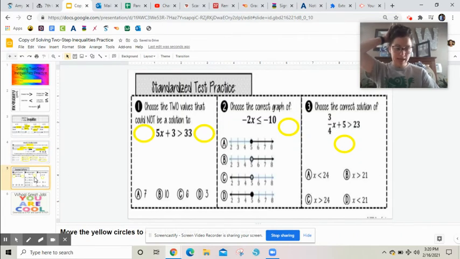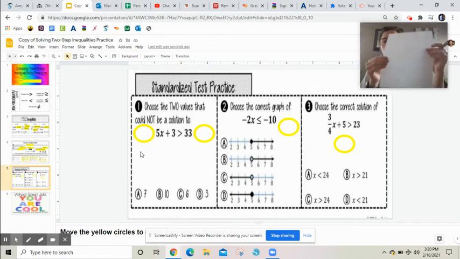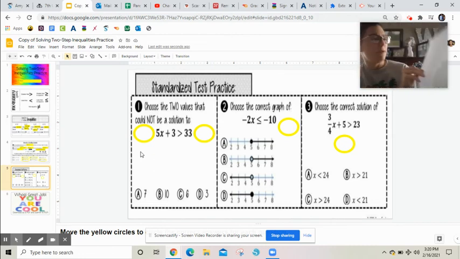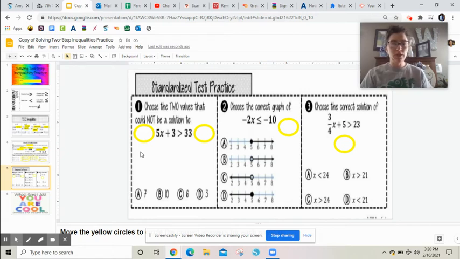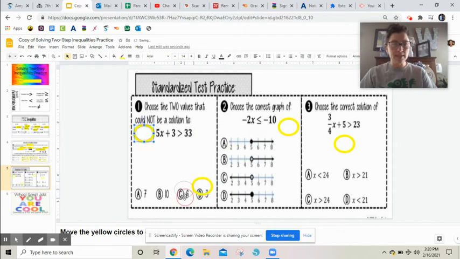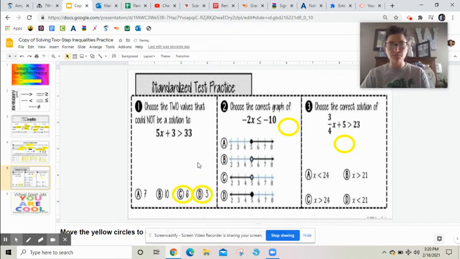And the last slide that you're going to have to do, it says choose the two values that could not be a solution. So guys, I already solved this, okay? And if you get the solution, might be hard to see, probably is because of my paper, it should be x is greater than 6. So we want two values that could not be a solution. So which numbers are not greater than 6? And it would be, of course, 3. And then it would also be 6 because it's not equal to. And like I said, just drag and drop those the best you can. Doesn't have to be perfect.